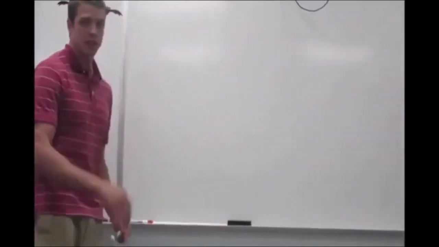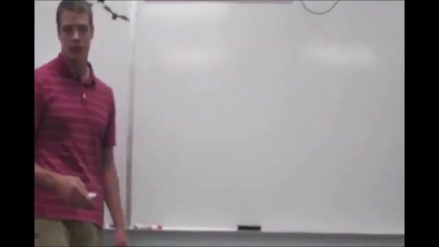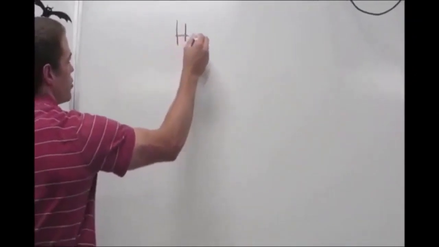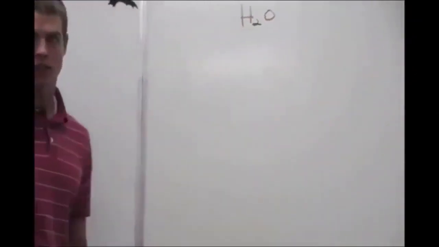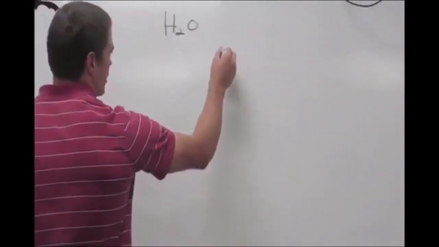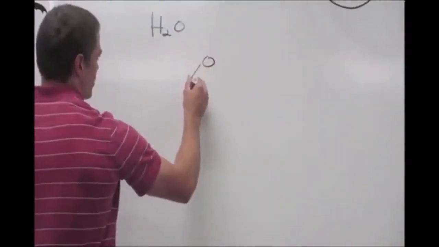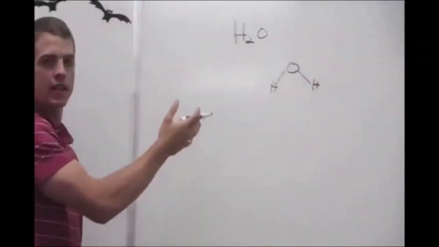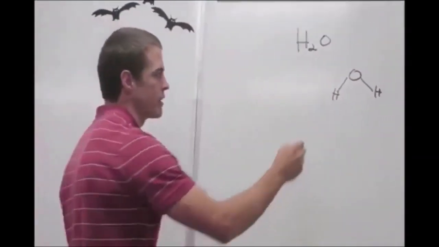So first off, let's just talk about water. What is the molecular formula for water? We all know that it is H2O, 2 hydrogens and 1 oxygen. And if we draw the structure of water, we know it looks like Mickey Mouse, right? Hydrogens out here like that. But why is the water molecule bent like this?